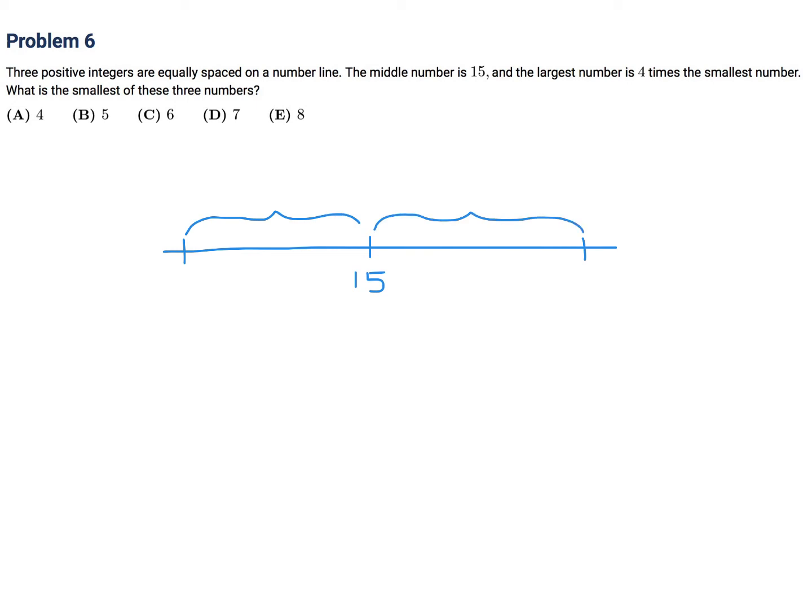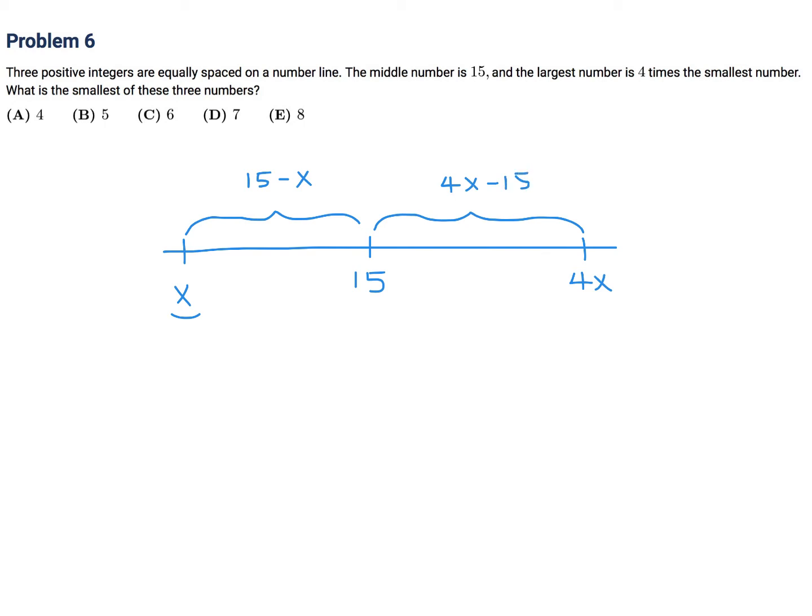Okay, I don't know what these numbers are, so I'm just going to call them x. And they're saying that the other number is 4 times the smallest number. So if this is the smallest number here, this is going to be 4 times, so 4x. And then this interval up here is equivalent to 15 minus x, the distance from x to 15. And this interval would be the equivalent to 4x minus 15.